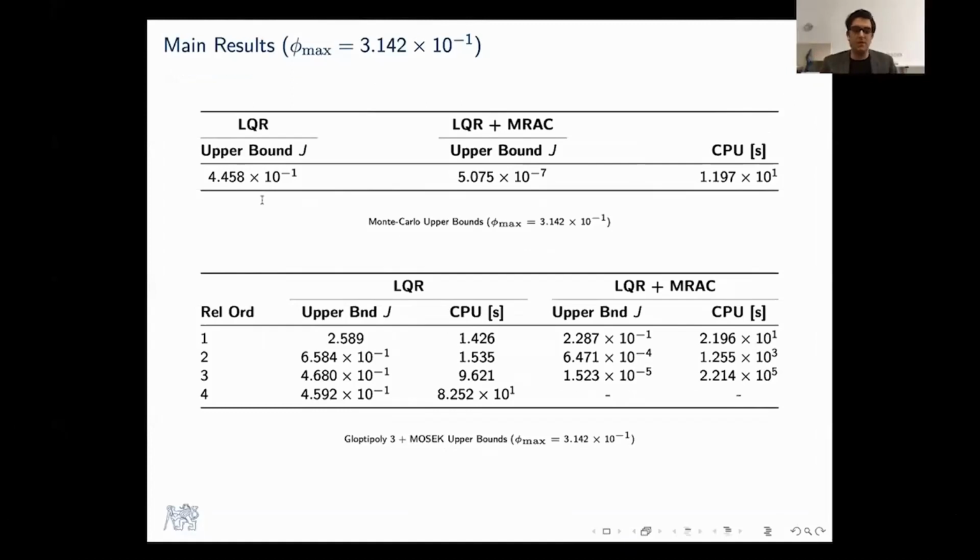And what we see here is that this is also reflected in our LQR results in GloptiPoly 3 and MOSEK. And the good news here is that we can accomplish this using one run instead of hoping that we have enough coverage of our state space using Monte Carlo to detect this right here. And as we can see, our LQR plus MRAC results are good upper bounds.